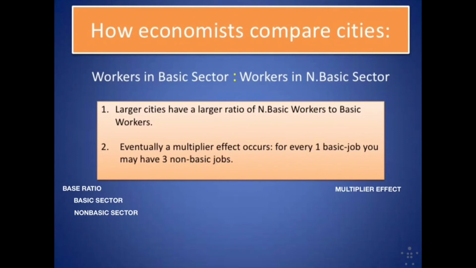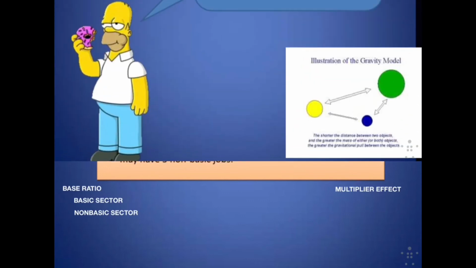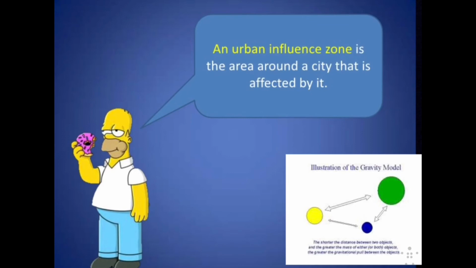An example of this: if a new industry locates to a city that produced goods for people outside the city, such as automobiles, the new workers need services from non-basic workers, such as grocery store clerks, gasoline attendants, doctors and lawyers, etc. As a result, more non-basic jobs are created because of the basic sector job that was put there in the first place. The urban influence zones.